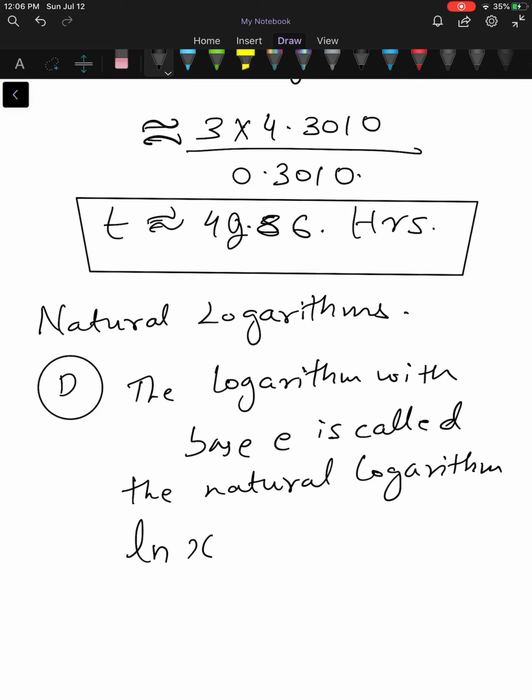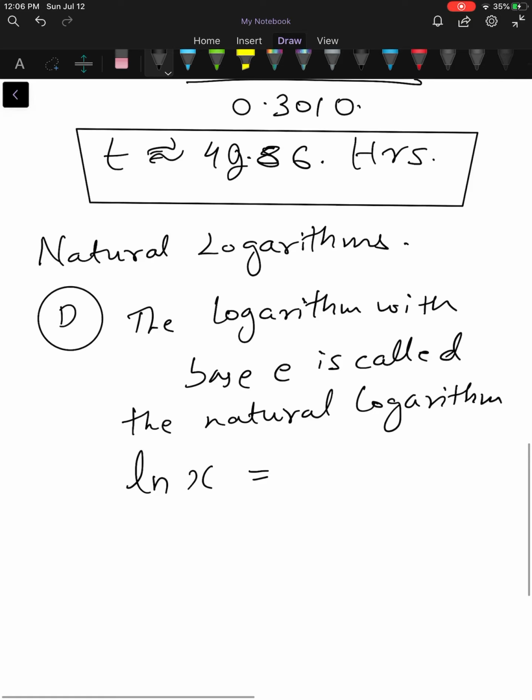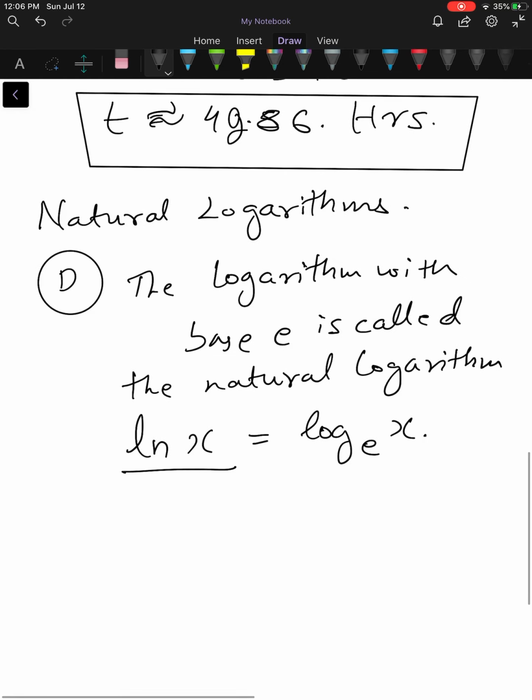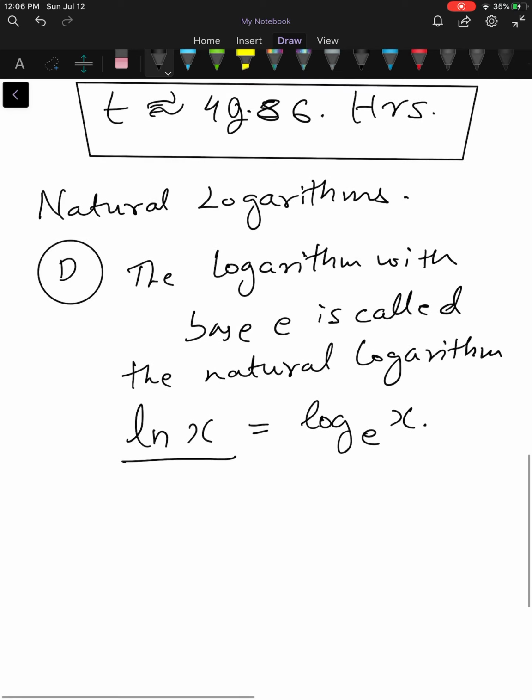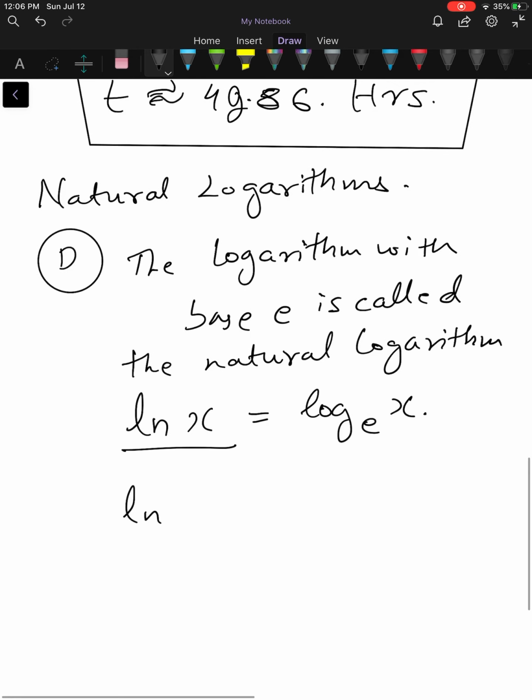The natural logarithm is denoted by ln x. So you need not write the base here. This is nothing but log base e of x. You have this key in the book also, and all the properties of logarithms will apply even for natural logarithms also.